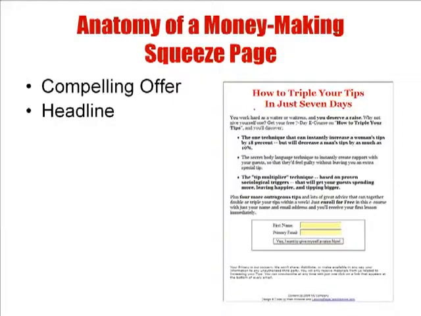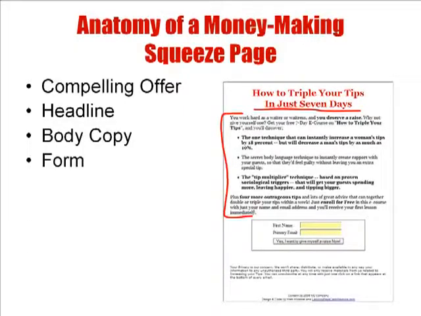At the top here we have a headline. In this case it says how to triple your tips in just 7 days. So this is actually for a squeeze page for waiters and waitresses to learn how to improve their tips. There's body copy, that's this part here. There's the form. This is where somebody enters their name and email address.